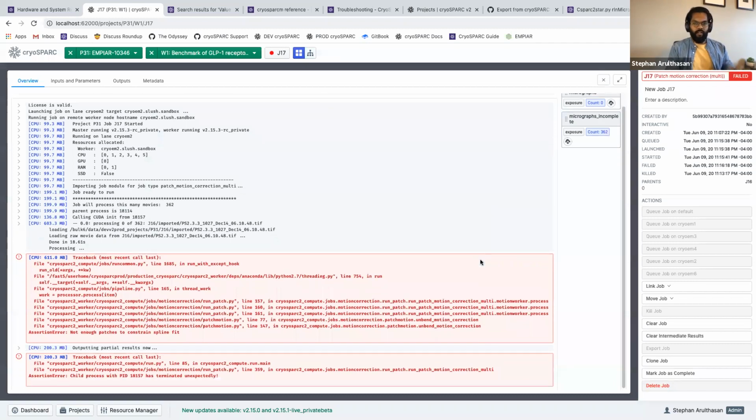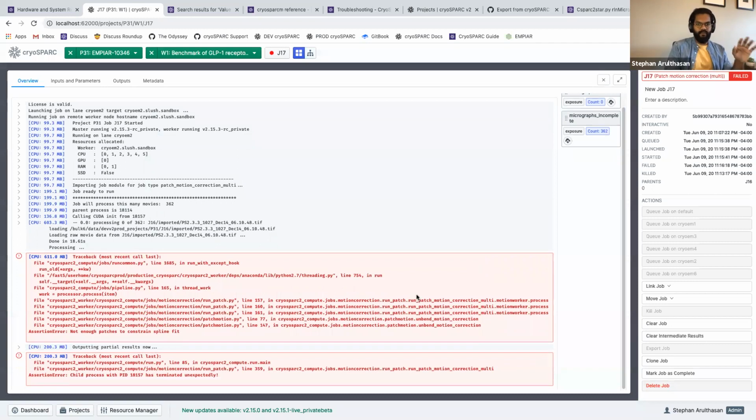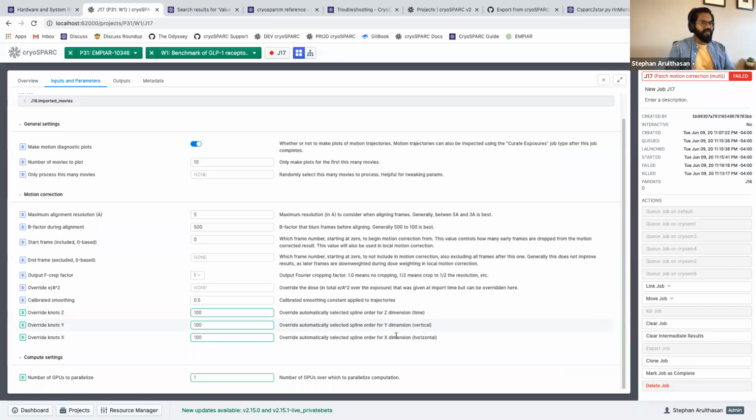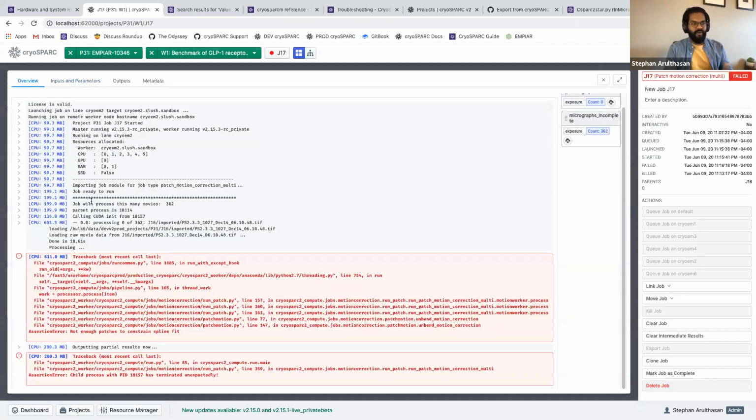And I'm going to look for red events in the stream log, they contain the tracebacks of the error itself. Note that the most recent call is last. So we'd start with the most recent event and then work our way up. So here I see the job failed because of an assertion error, not enough patches to constrain spline fit. And I actually intentionally made that error. I put an absurd number for the spline calculation.